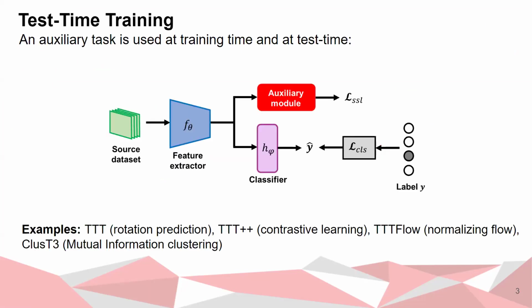Test-time training is a popular approach for test-time adaptation. It uses a Y-shaped architecture where an auxiliary task is plugged into the original model during training. Then, the auxiliary model is used to update the feature extractor at test time to improve the performance of the model. Recent approaches involve rotation prediction, contrastive learning, normalizing flows, and clustering as auxiliary tasks.